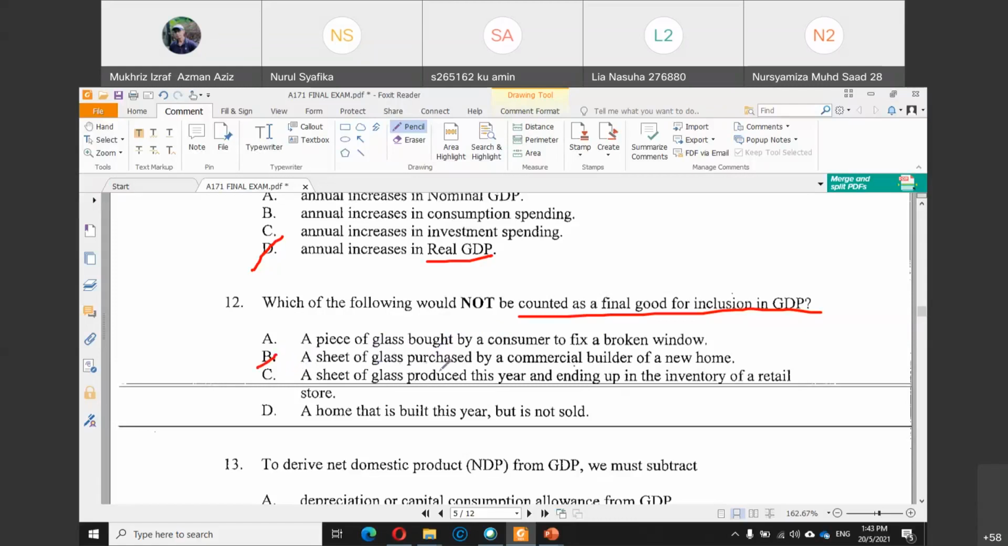A sheet of glass purchased by a commercial builder of a new home will not be counted, because the glass is part of the input, the intermediate. You put glass in the window, just like rubber or tire: you use the tire to make up the car. So glass purchased by a commercial builder of a new home is not a final good. This is an intermediate good, so you cannot include this as part of the GDP calculation.